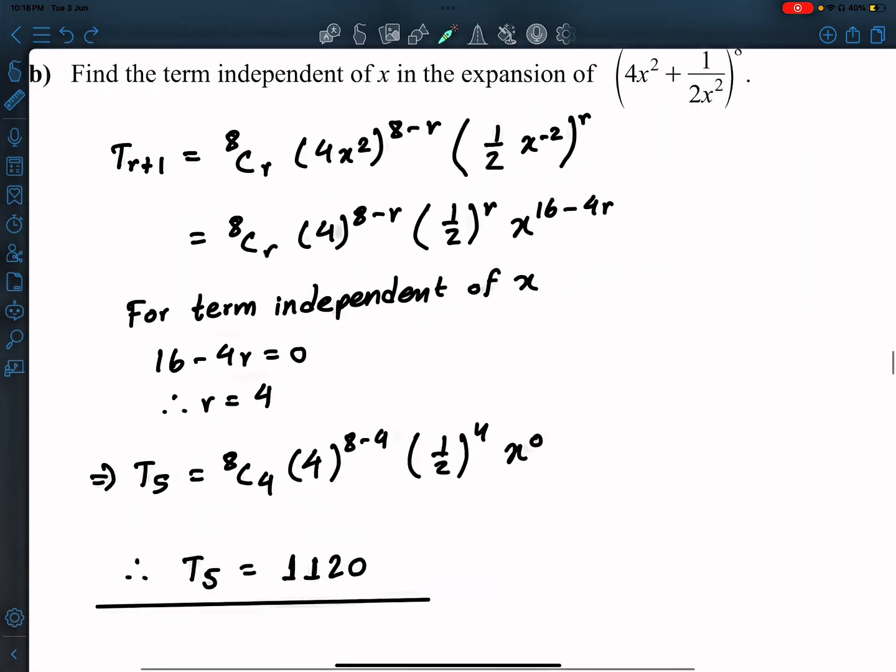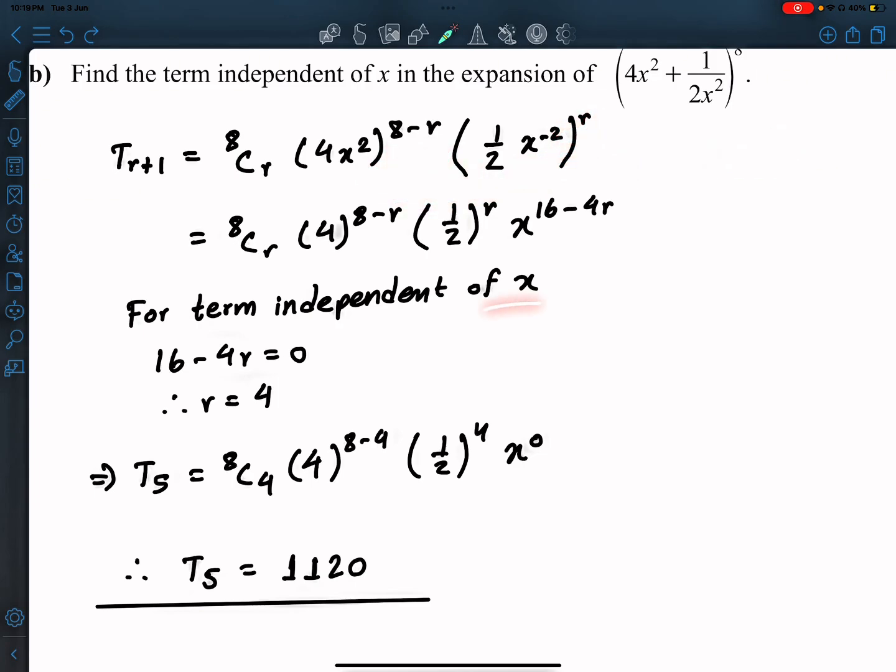Okay, we separate the 4 and the half and accumulate the x's together to find x to the 16 minus 4r. How did we find that? Once we distribute this power over the x squared, we get x to the 16 minus 2r. And since we have x to the minus 2r over here, by simply distributing, our final x term becomes x to the 16 minus 4r.